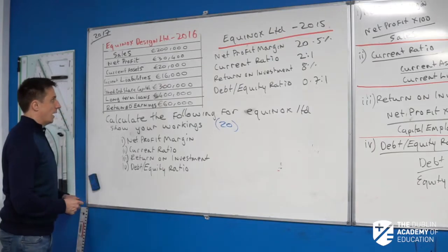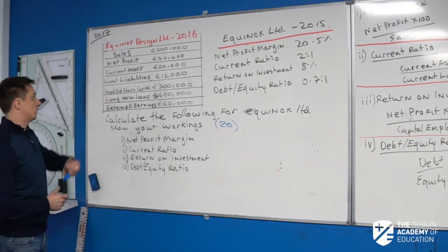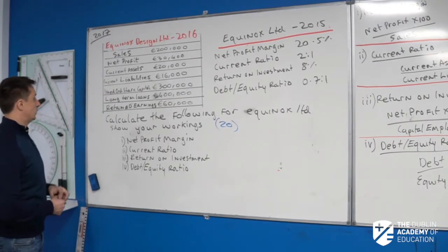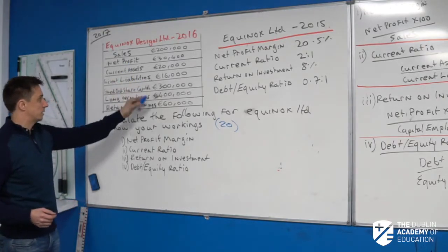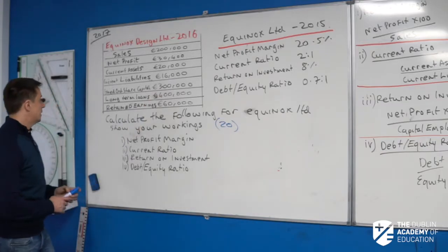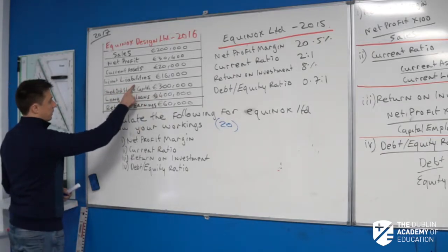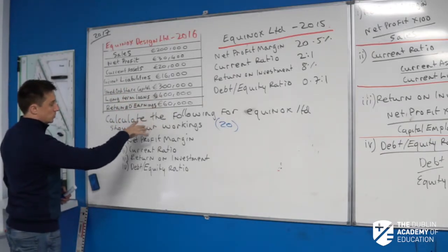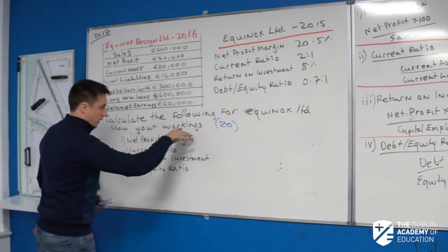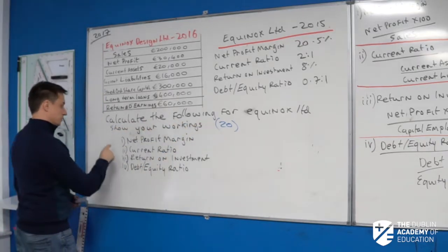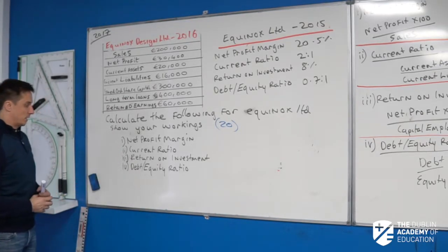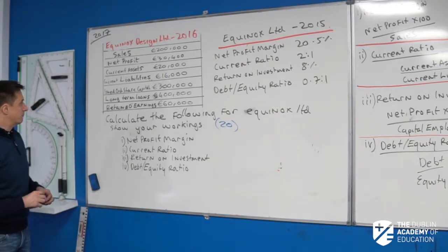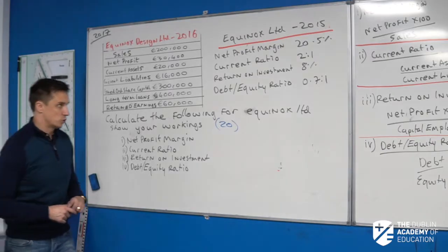So if you're looking at it here, these are the figures for Equinox. Straight away, what I'd be looking out for is to make sure there are no real trick questions. Nothing major in it, a nice straightforward question in that sense. So you see this here: calculate the following for Equinox Limited: net profit margin, current ratio, return on investment, and the debt equity ratio. Okay, that's fine. We'll just jump into it right away.